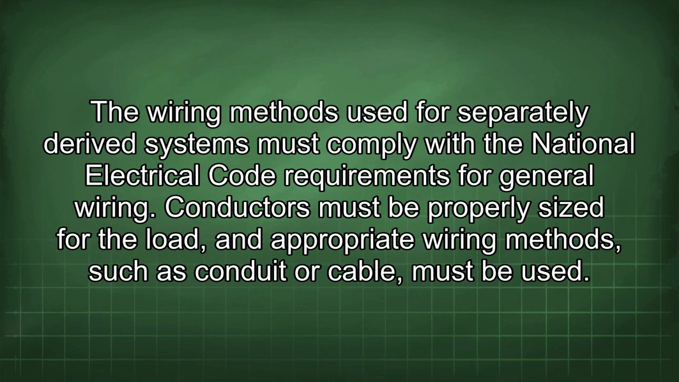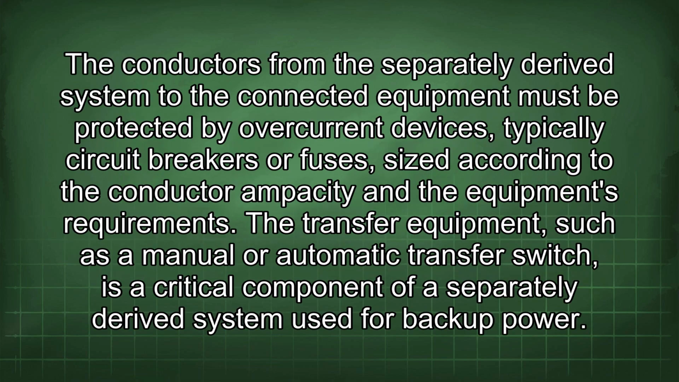The wiring methods used for separately derived systems must comply with the National Electrical Code requirements for general wiring. Conductors must be properly sized for the load, and appropriate wiring methods, such as conduit or cable, must be used. The conductors from the separately derived system to the connected equipment must be protected by overcurrent devices, typically circuit breakers or fuses, sized according to the conductor ampacity and the equipment's requirements.